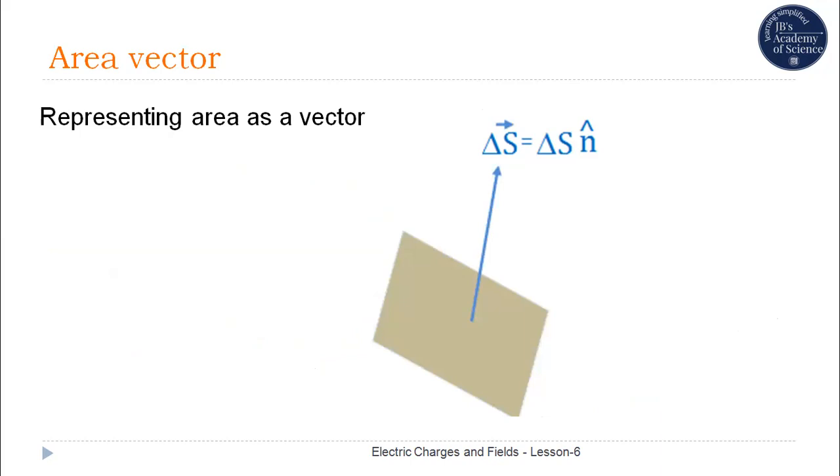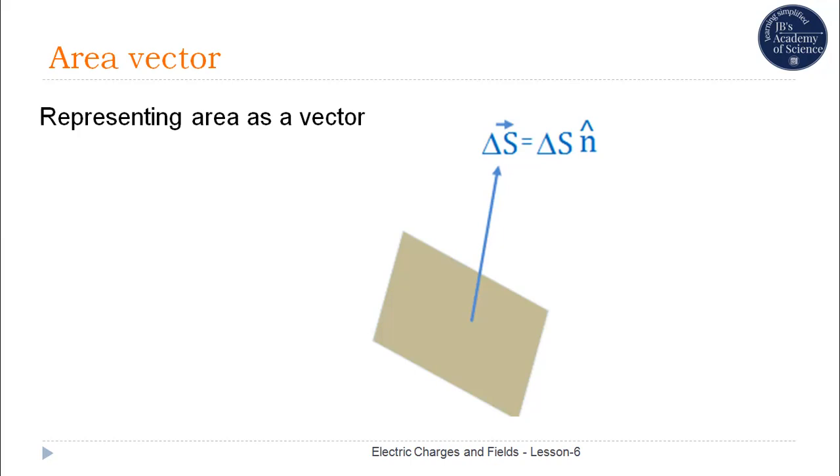For this, let us represent area as a vector here. We call it the area vector. How do we represent area as a vector? We know that area is a scalar quantity. Generally, area is taken as a scalar quantity. Now, we can represent area using a vector called the area vector, which is represented by a line segment whose length is equal to the magnitude of the area and direction is perpendicular to the surface.